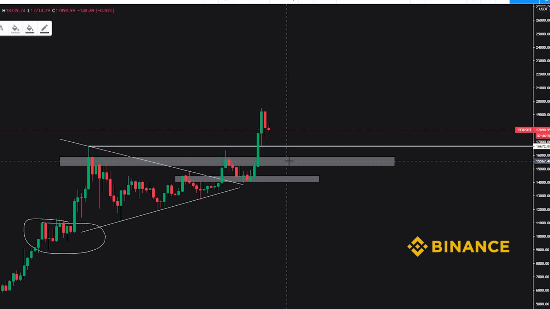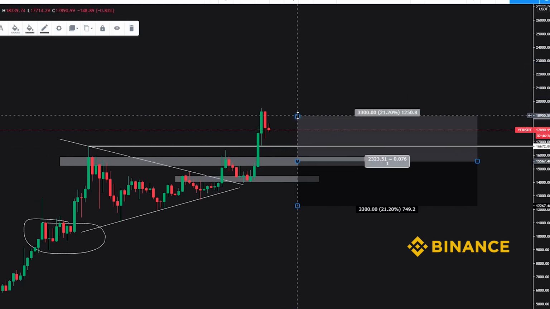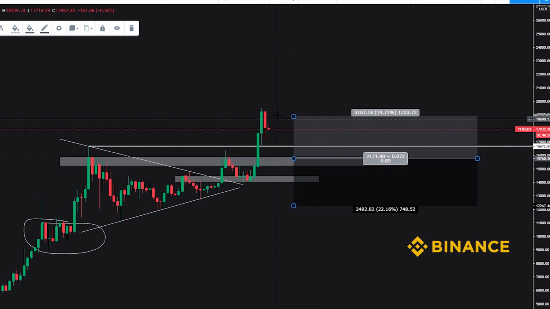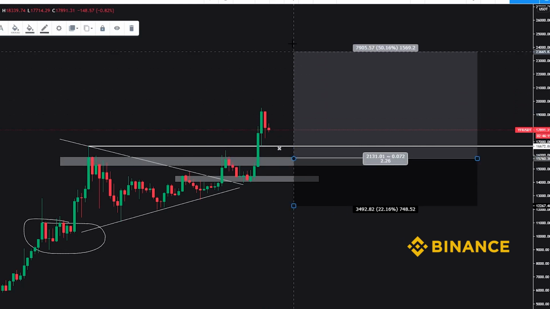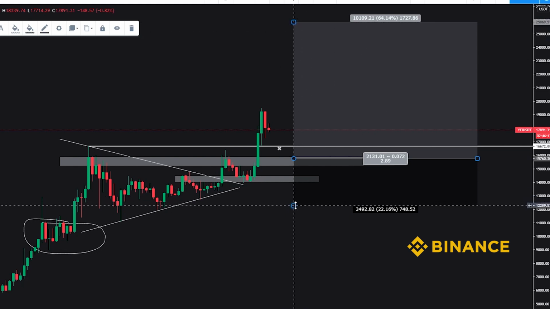I would look for longs somewhere in the mid 15,000s, okay? I'd probably start adding here, but the bulk of my orders will be in the mid 15Ks. And then I would target probably just new highs. Who knows how far some of these coins could go. I'm not really gonna pick a top.